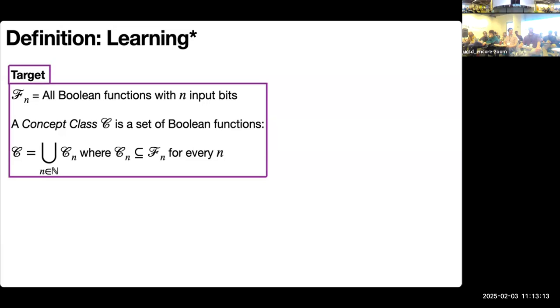Either way, you're looking at a similar concept class, a set of Boolean functions built by taking the union over C sub n, where C sub n is a subset of the set of Boolean functions on n bits for every n. So we'll identify important concept classes and they will be our targets. Any questions whatsoever about putting together concept classes?